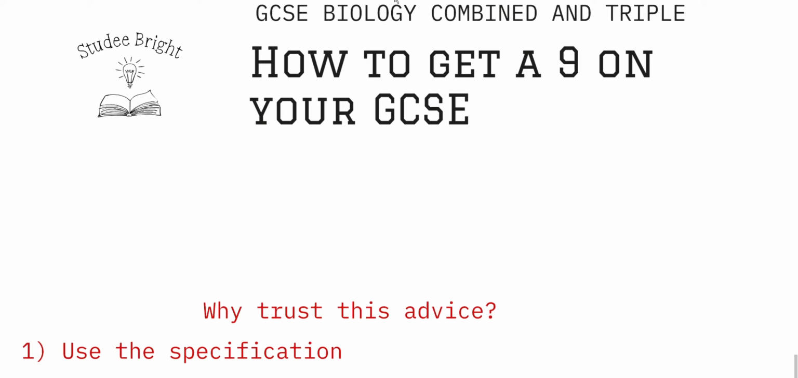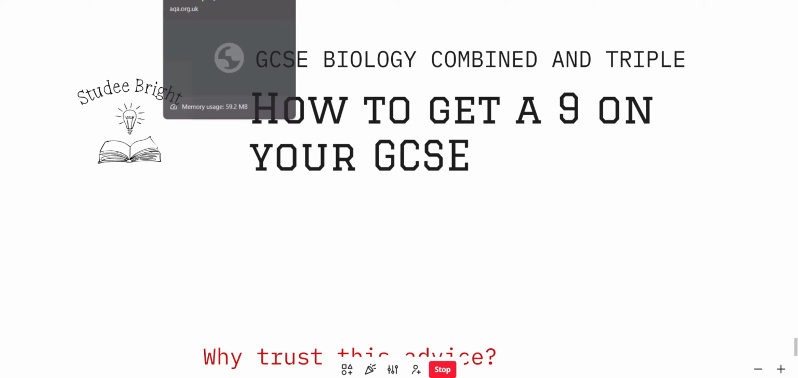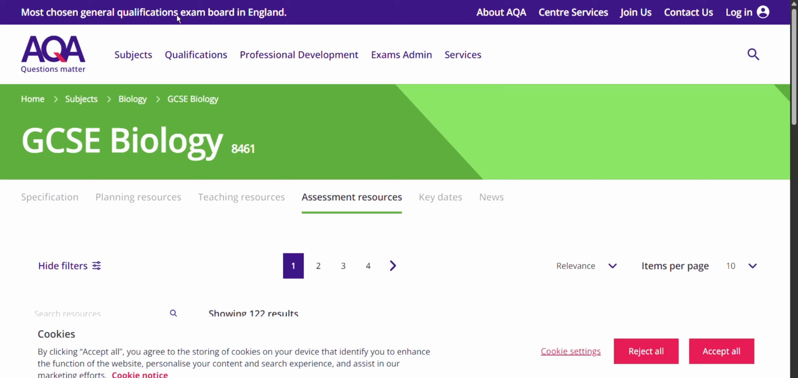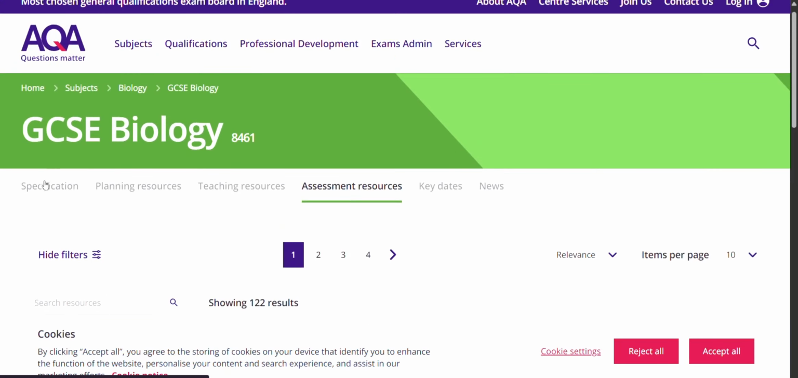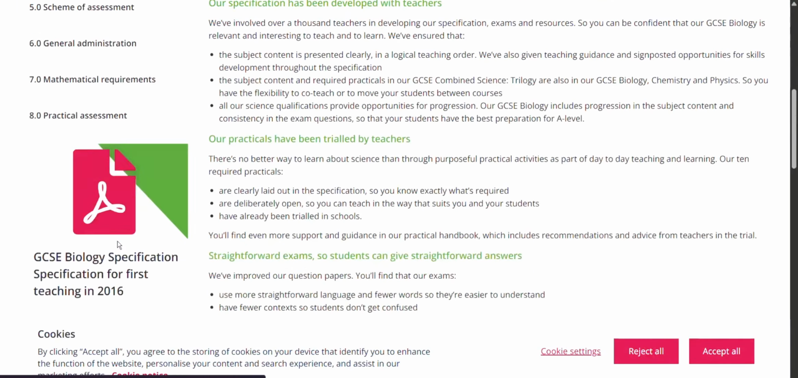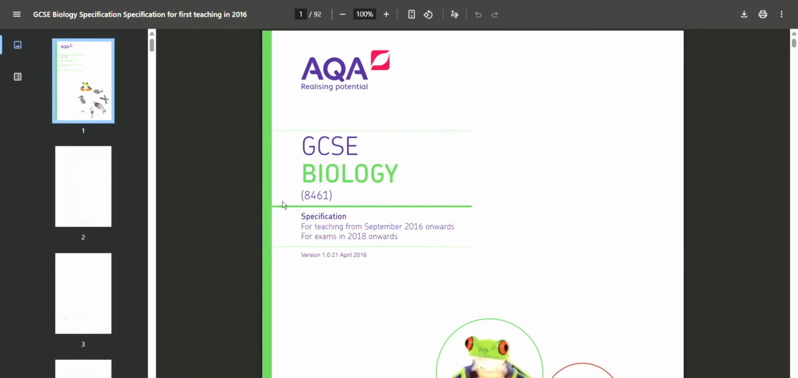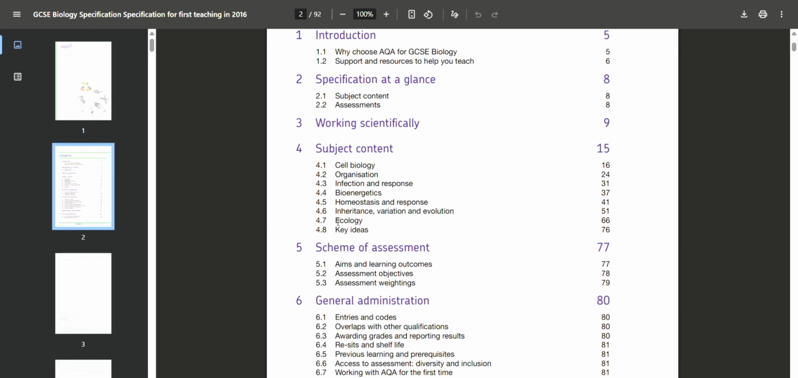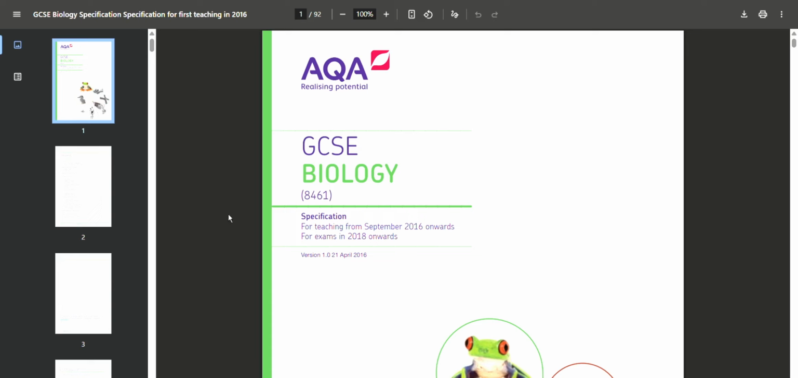So my first tip is to use the specification. So what does that even mean? A lot of students don't even know what the specification is. The specification highlights everything that will be tested in your exam. You can go to your exam board, and for example, I'm talking about AQA in this case, and on the website on the left side, when you click specification, you can find the document there, and it's a very long PDF. It's 92 pages long, so a lot of students do get overwhelmed, but the ones that are looking for that high grade, they are the ones that tend to look at the specification.